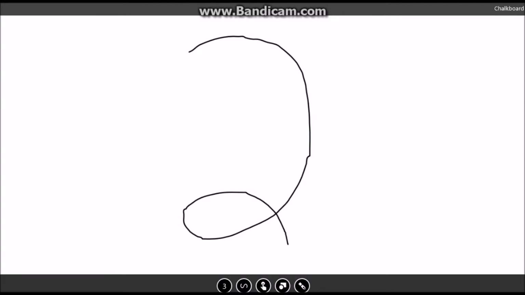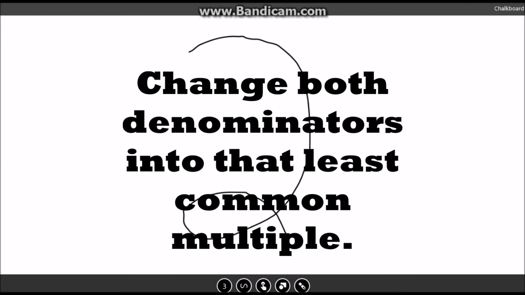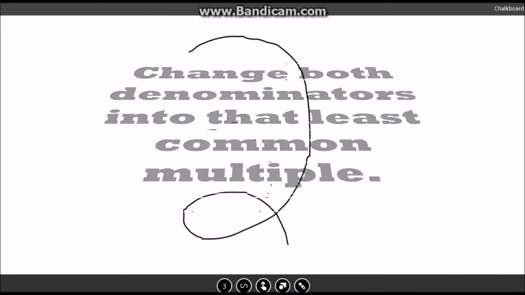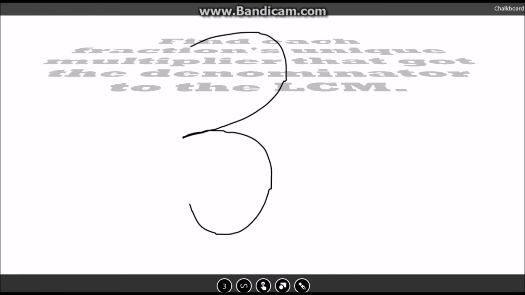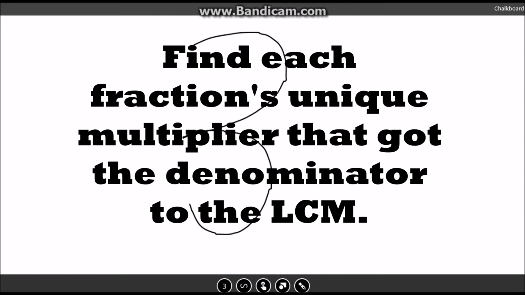Step 2 of subtracting fractions with unlike denominators is once your least common multiple is found, you have to change both of your denominators to that number, because otherwise the subtraction problem will not work. Step 3. For both fractions, each denominator will have a different multiplier that will get them to the least common multiple, which is the product.